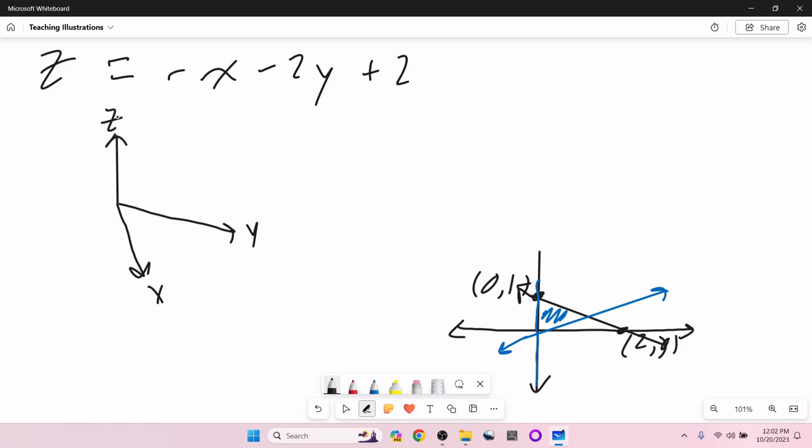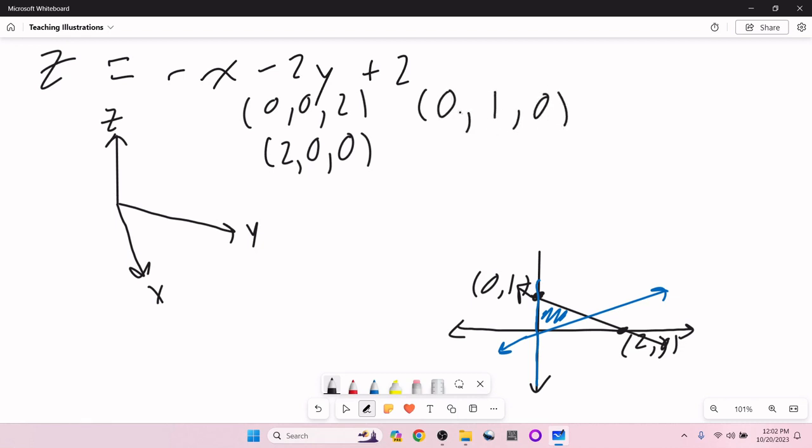So we are just sort of rotating it so that we can get a better view. The intercepts here would be (0, 0, 2). If I plug in 0 for z and y, x would be 2. And for y, it would be (0, 1, 0). You just work that out: plug in 0 for two variables and solve for the third one. So that gives me (0, 0, 2), (0, 1, 0), and (2, 0, 0).